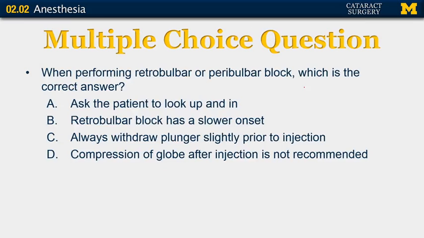A, ask the patient to look up and in. B, retrobulbar block has a slower onset. C, always withdraw the plunger slightly prior to injection. Or D, compression of globe after injection is not recommended. The correct answer is C, always withdraw the plunger slightly prior to injection to make sure that you're not injecting intraarterially.